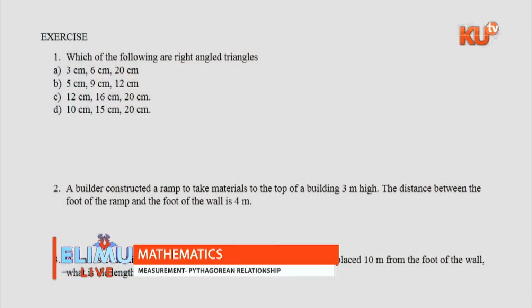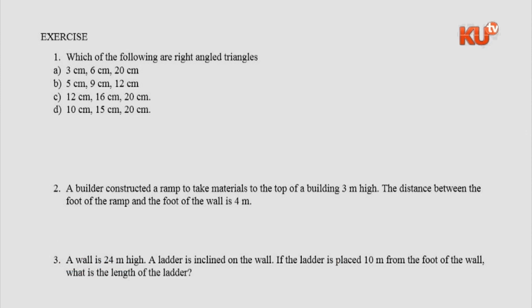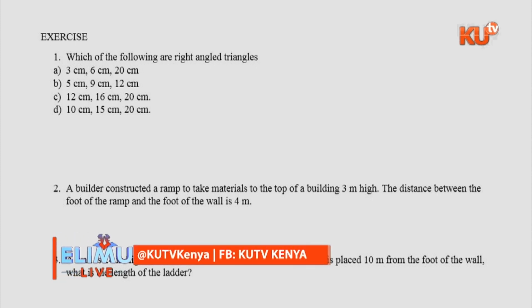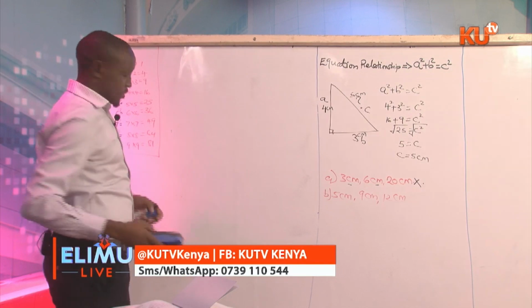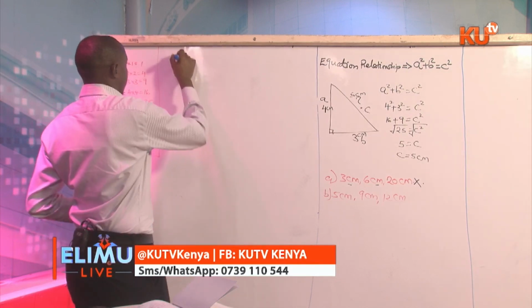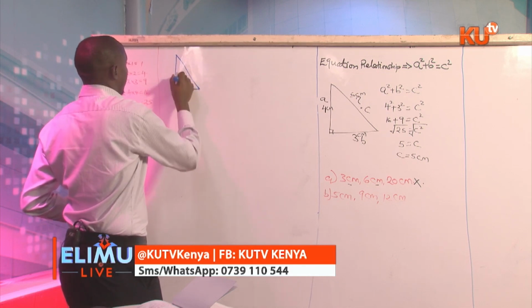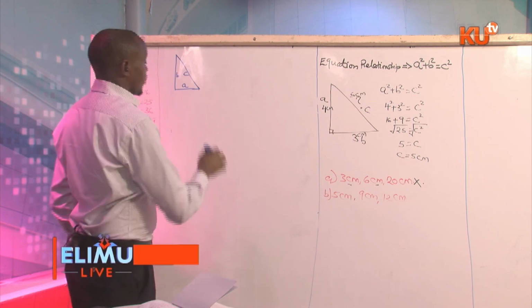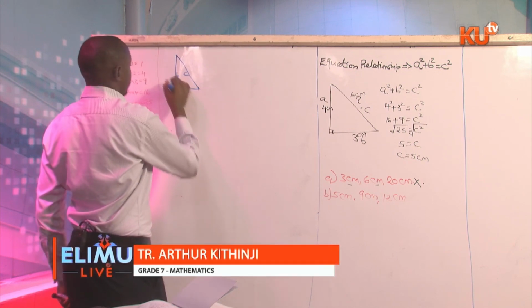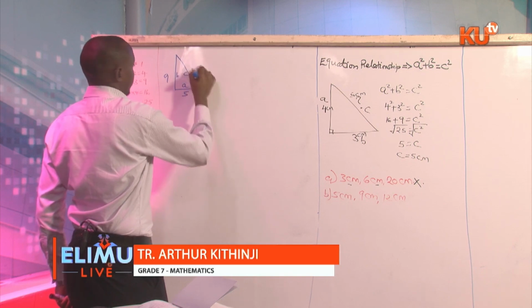So let's pick B, which is 5 by 9 by 12. So B is 5 centimeters by 9 centimeters by 12 centimeters. Then we shall draw the same sketch of our right-angled triangle. Let this be our A, this be our B, and this be our C. So we have 5 centimeters by 9 by 12.